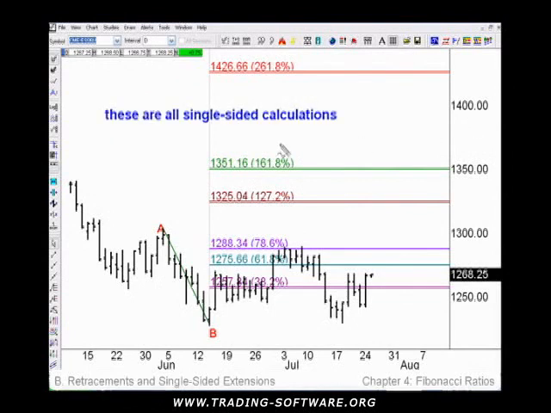Keep in mind that these are all single-sided calculations. So these 3 extensions are single-sided extensions. They're single-sided because they are calculated off of one range only, AB. Now again, AB can be a complex price range or a simple price range, but it is going from one pivot high to one pivot low, and we're extending up off of B. Later on, we'll talk about two-sided extensions. All retracements are single-sided, and of course these are single-sided extensions that correspond to these retracements.